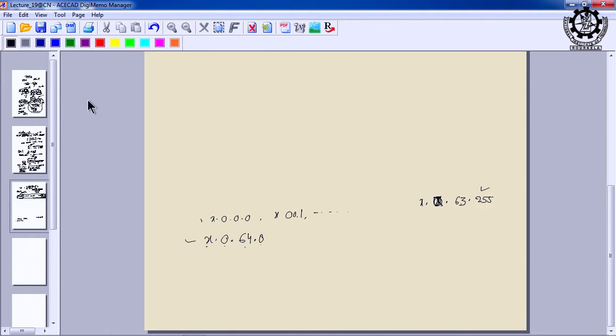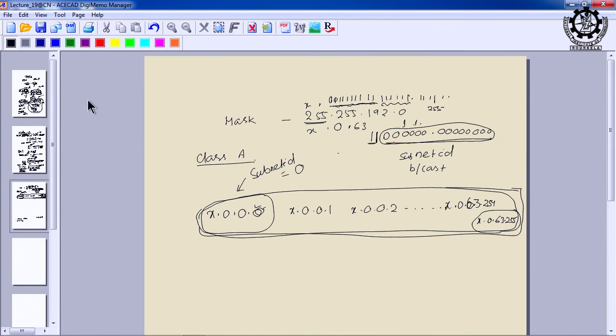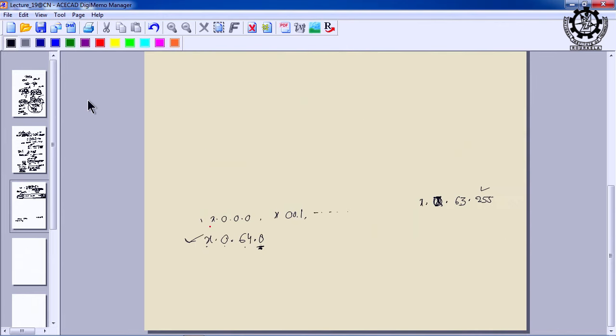But still, now this is a valid subnet ID. But can it be a valid IP address? No, because the host ID is again all zeros, right? Because all these 8 plus 6, all these 14 digits are again 0. That means this again becomes a special address, x.0.64.0. The next address is x.0.64.1. Now you tell me, is this a valid IP address or not?